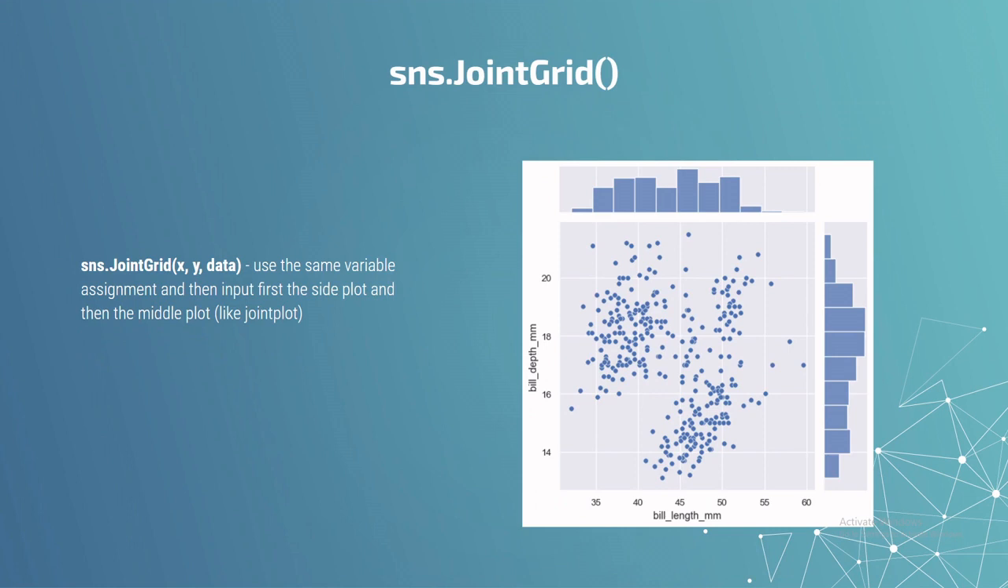Now, the other type of graph is the sns.JointGrid. It's similar to the joint plot, but it also has a level, but it's quite similar to the joint plot except that it has different syntax. You use the same exact variable assignment, and then you input the first side plot and the middle plot, exactly like joint plot.